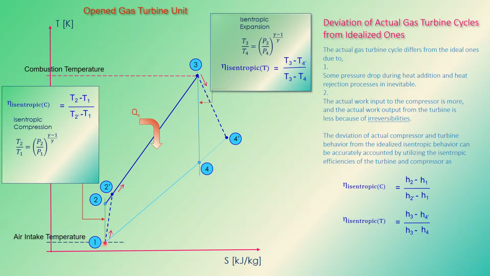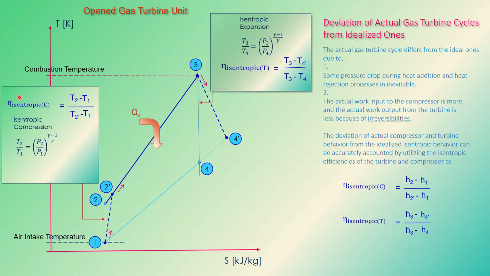Point 1 is usually your air intake temperature, usually the atmospheric air temperature. Then isentropic compression goes to point 2, theoretically. For the actual, you have to take 1 to 2 prime. So 1 to 2 prime is irreversible.